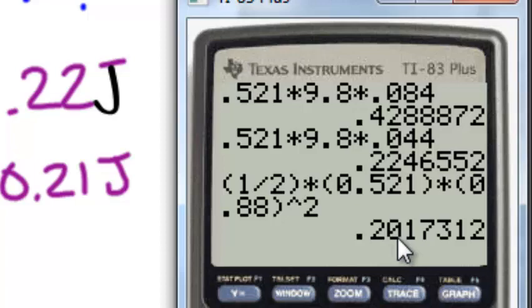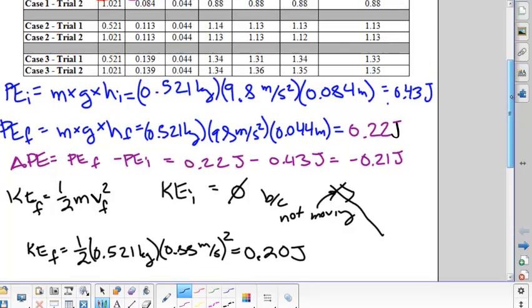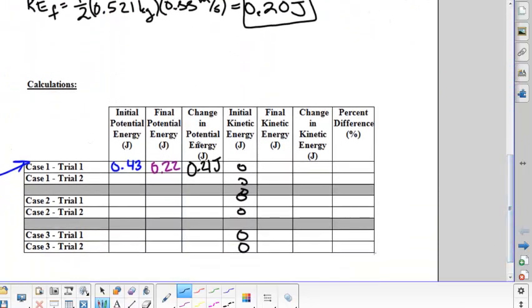I'm going to round this, so it's going to be 0.20. Energy and work have the same unit, so 0.20 joules. Okay, so I can go back up here and box everything I've gotten so far. We just did the final kinetic energy. Final kinetic energy was 0.20 joules. I didn't write the joules in that one.